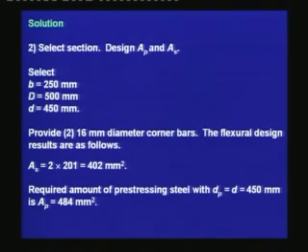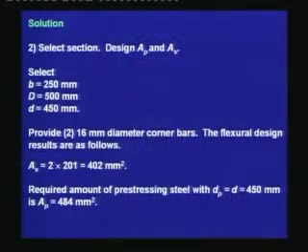The second step is to select the section and design AP and AS. For the rectangular section, going by the preliminary design and final design steps, we are coming to this result with B equal to 250 millimeters, the total depth equal to 500 millimeters, the effective depth D equal to 450 millimeters. Provide 2 of 16 millimeter diameter corner bars.